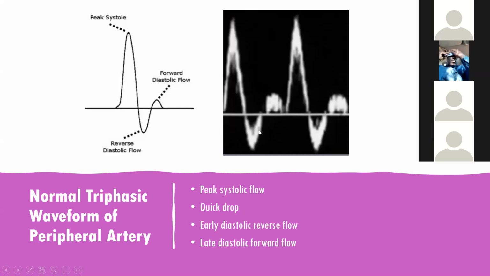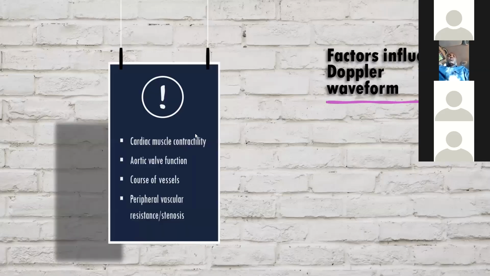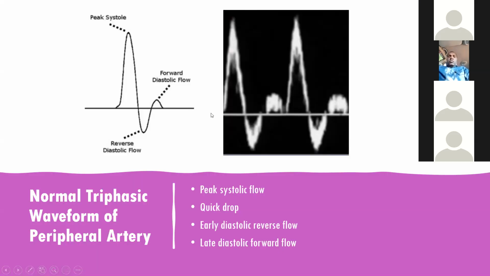Then you will get another forward flow. This is called late diastolic forward flow. So you will get three phases: phase 1, phase 2, and phase 3. This is triphasic flow that is present in a normal artery, especially in the lower limb and upper limb. Okay. So what are the factors? And I should tell you, this triphasic flow becomes biphasic and monophasic when flow is diminished.